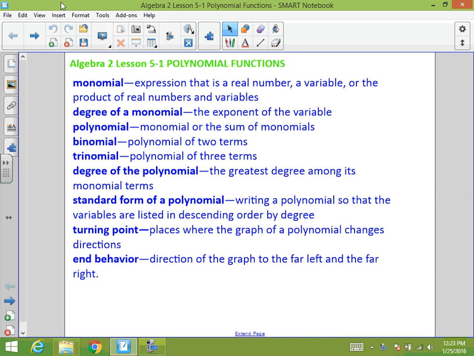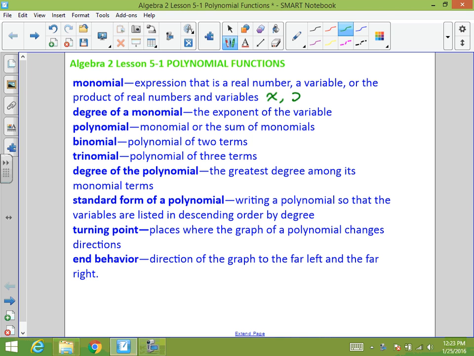This is Algebra 2, Lesson 5-1, Polynomial Functions. A monomial is an expression that is a real number, a variable, or the product of real numbers and variables. For example, you could have something like x, 2x, or 12xy. They cannot have any plus or minus signs between them. The degree of the monomial is the exponent of the variable.